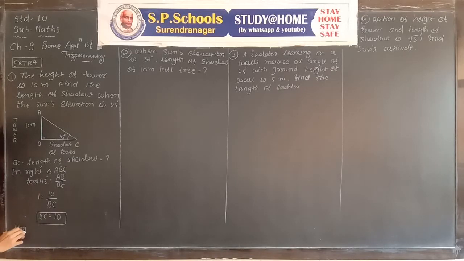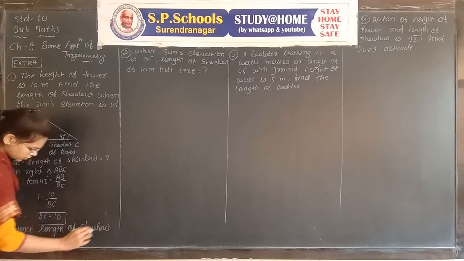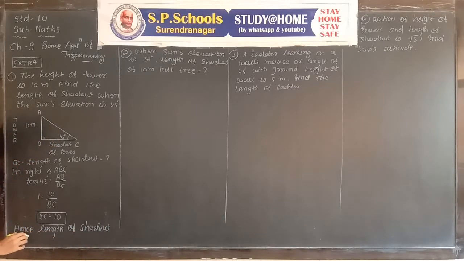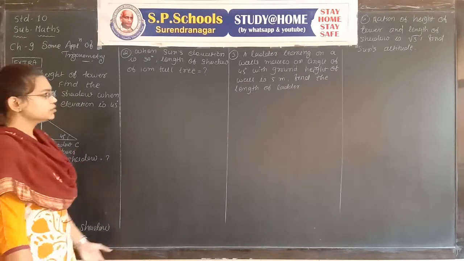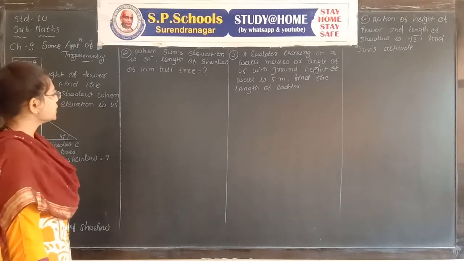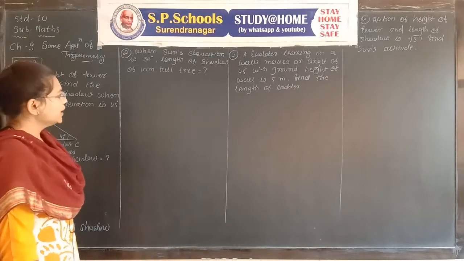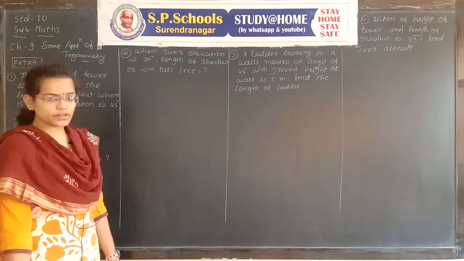Hence, the length of shadow is 10, unit is meter. In the same way for the second number: when the sun's elevation is 30 degree, the length of shadow of a 10 meter tall tree is equal to question mark.